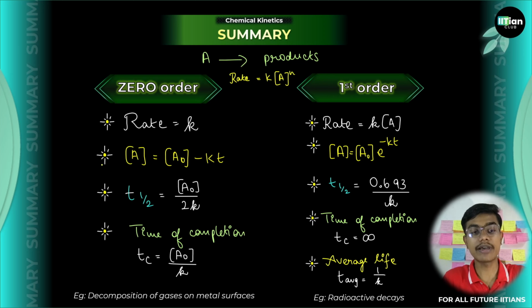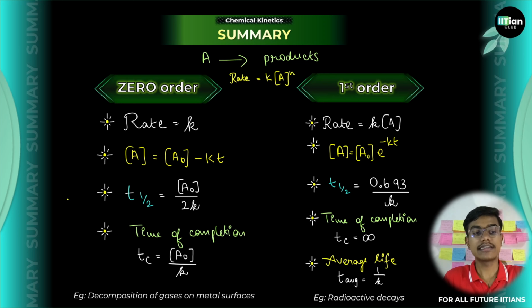This concept is time of completion, the time taken for 100% completion of the reaction. In zero order reaction, it is A0 by k, which is twice the half-life. Note that as well. In case of first order, it takes infinite time. Average life of first order reaction is 1 by k. Time of completion of first order reaction is infinity. Theoretically, it does not complete. It is never going to complete in any time.